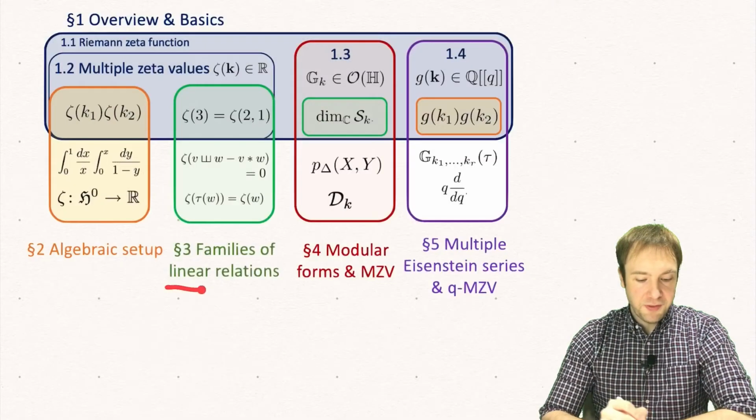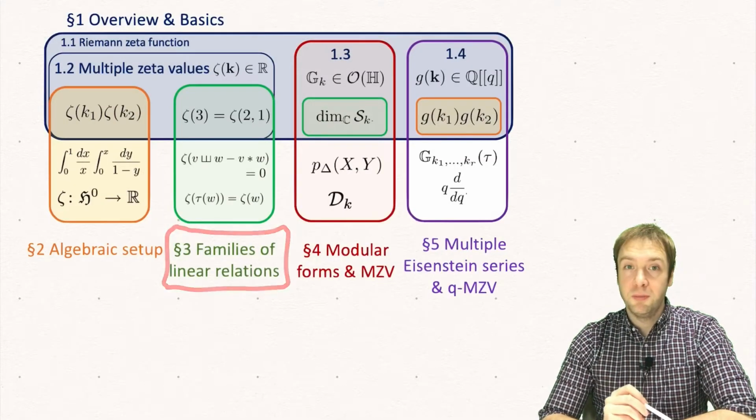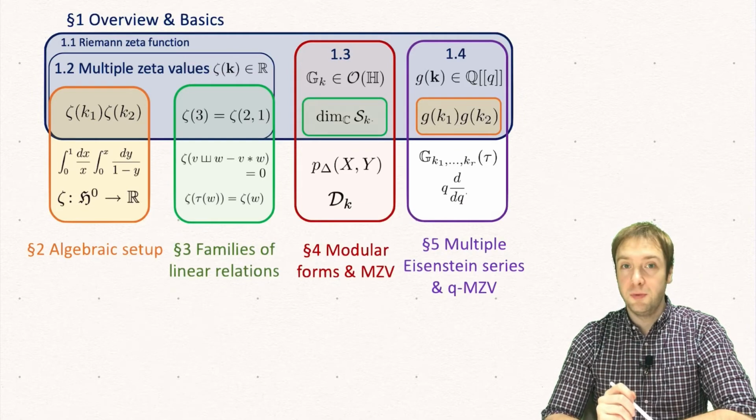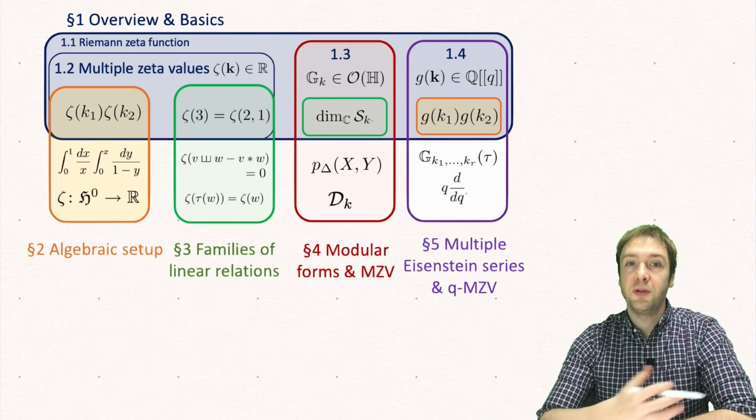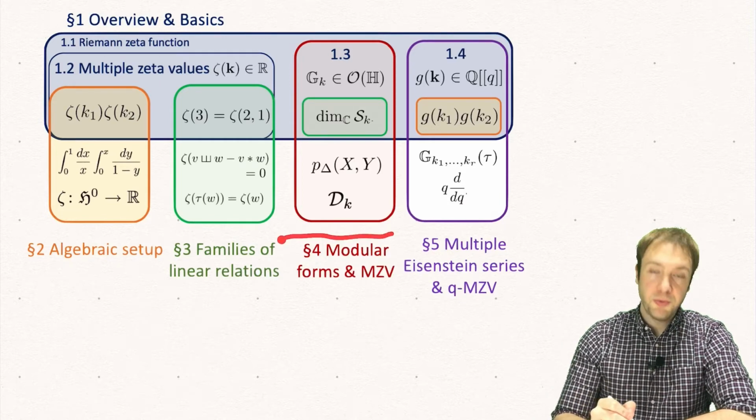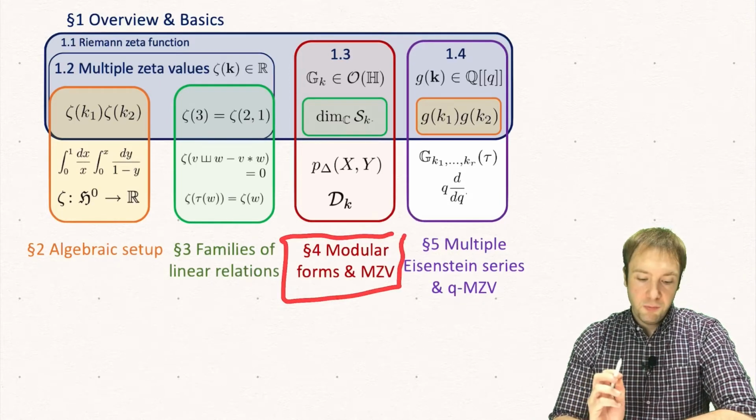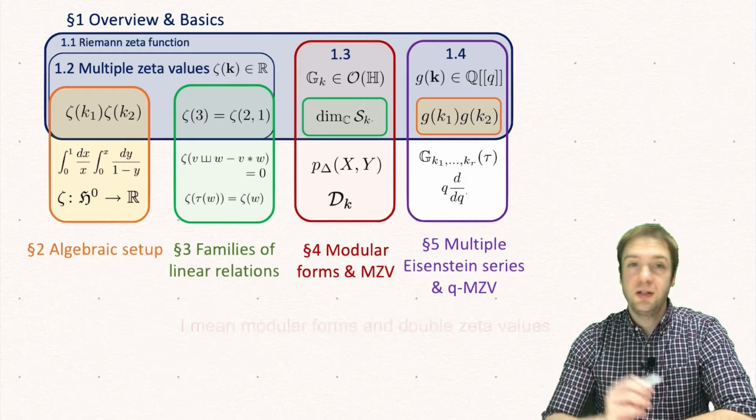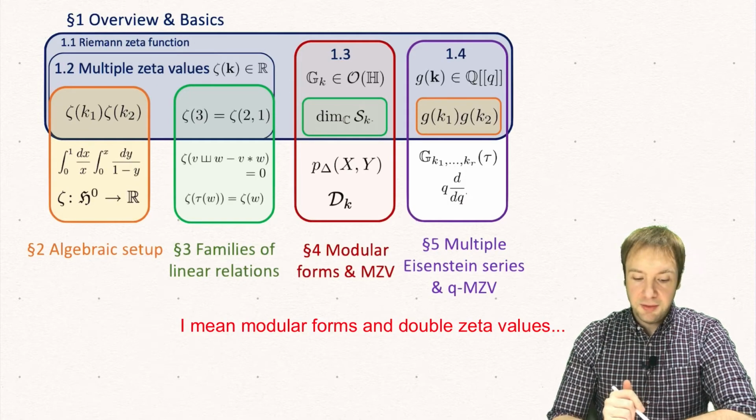Last time we finished section 3, where we talked about families of linear relations among multiple zeta values, and in particular we talked about these Ono relations and these connected sums. And today we want to start with section 4, where we will be interested in some connection of multiple zeta values and double zeta values.